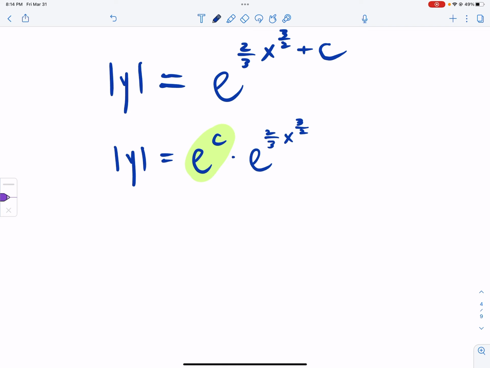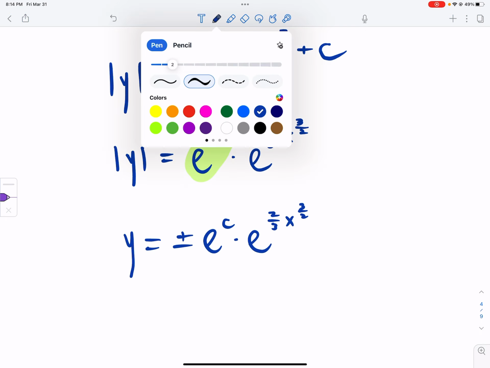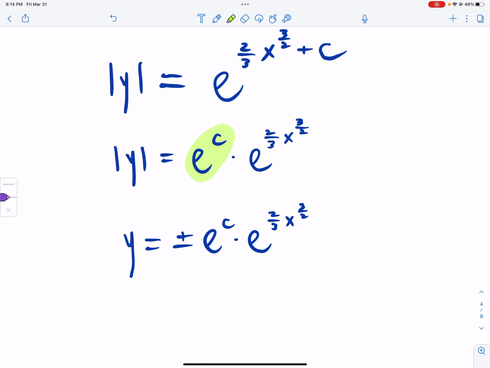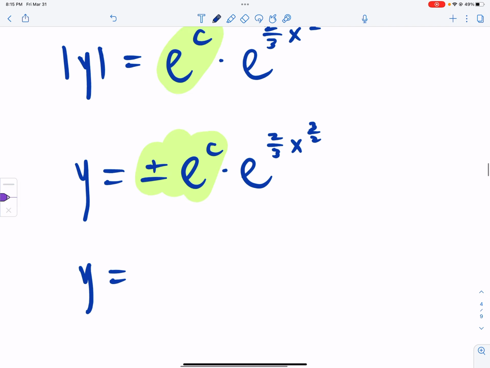a constant. Okay, to get rid of the absolute value bars here, we would say that y is equal to plus or minus e to the c times e to the 2/3 x to the 3/2 power. Well, guess what? Plus or minus e to the c, like e to the c would be positive, plus or minus would say that e to the c is positive or negative. And we are still able to think of this as still representing just that constant of integration, c.